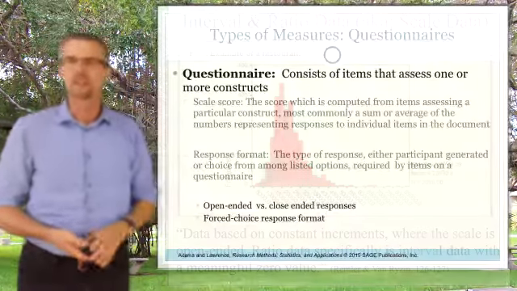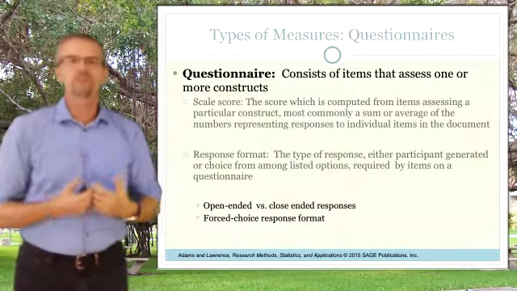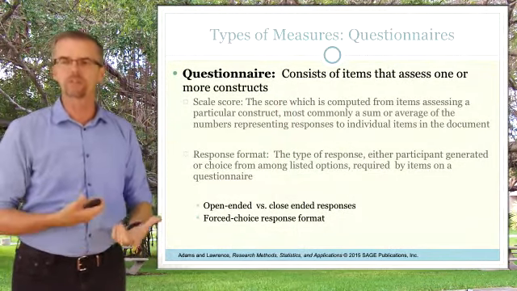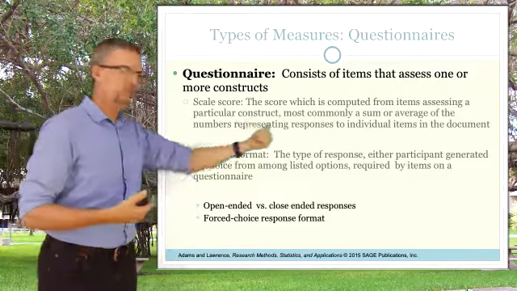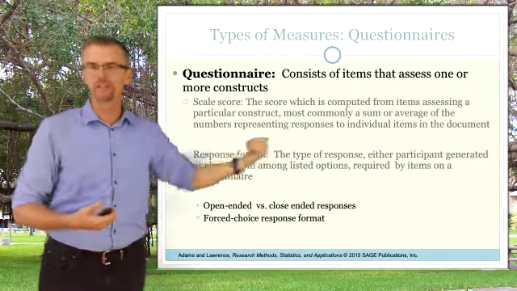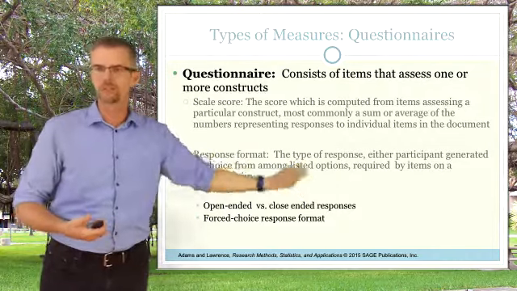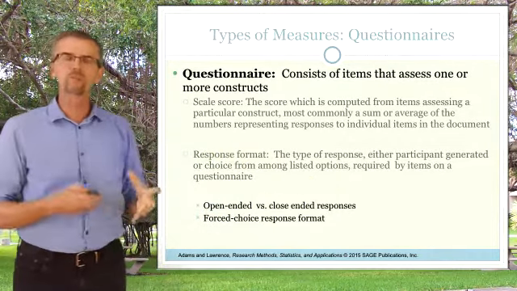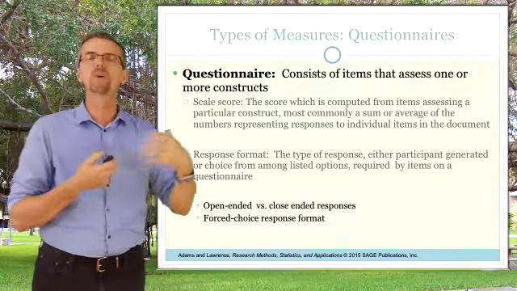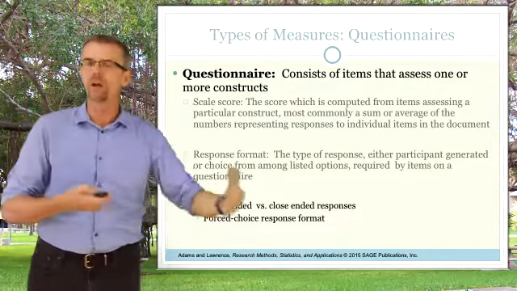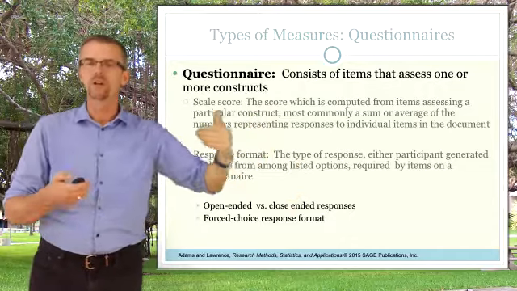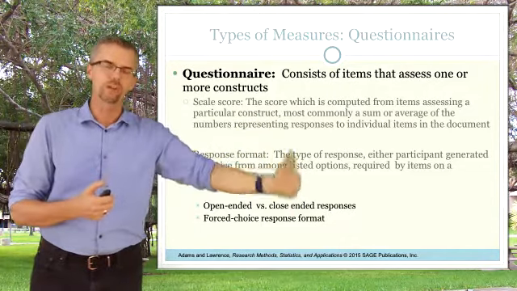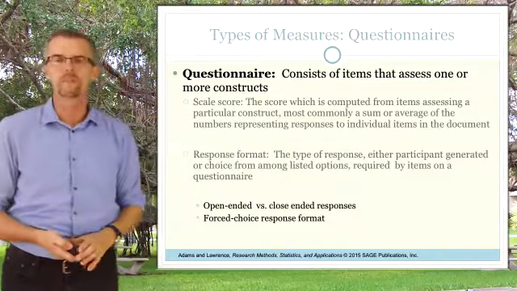So a questionnaire. How do you put data into a questionnaire? It consists of items that assess one or more constructs. So you can put a scale score in it, or you can put a response format in it. You can make it open-ended, or you can make it closed-ended. You can force responses. Building questionnaires is really tough because you have to figure out, number one, what your constructs are and how those constructs will be measured, so that you end up with valid measures of whatever it is that you want.